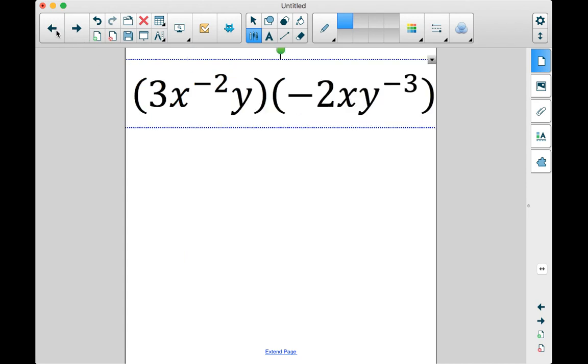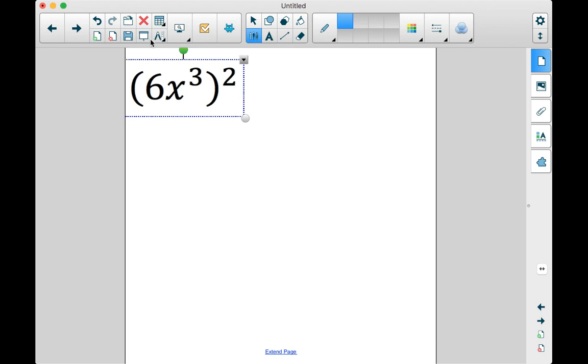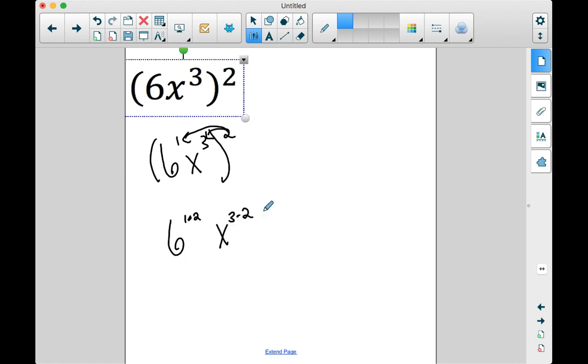Let's show you another example. Here we go. So again, I think of this as 6 to the power of 1 times x to the power of 3, and that's all to the power of 2. Now, according to my power of powers, I distribute this power of 2 to everything inside the parentheses. So I can think of this as 6 to the power of 1 times 2, that's a multiplication symbol, and then x to the power of 3 times 2 because of my power of powers property.